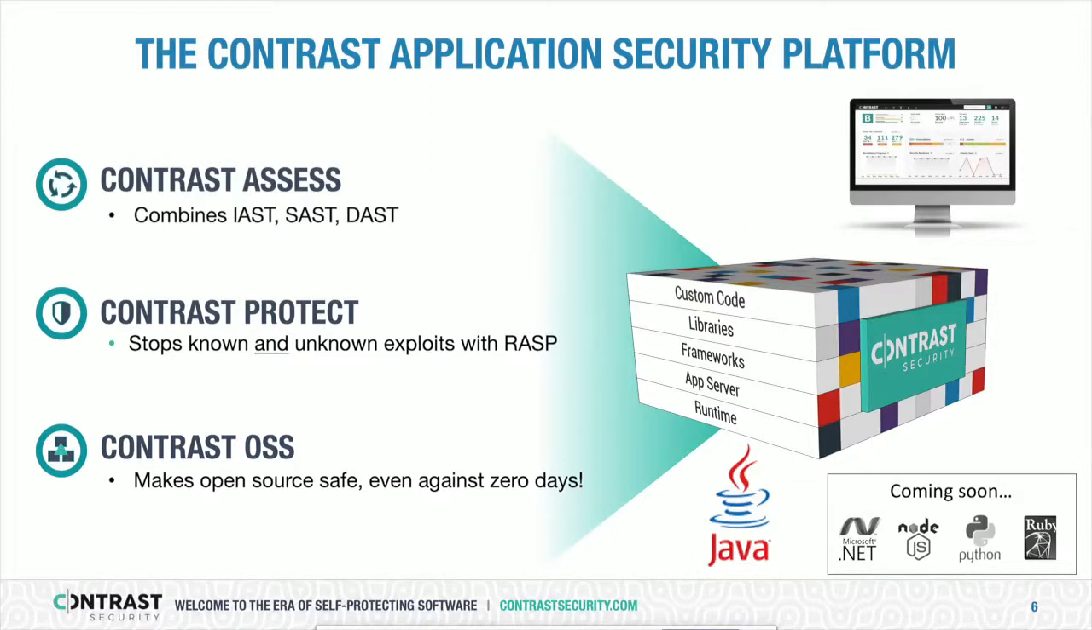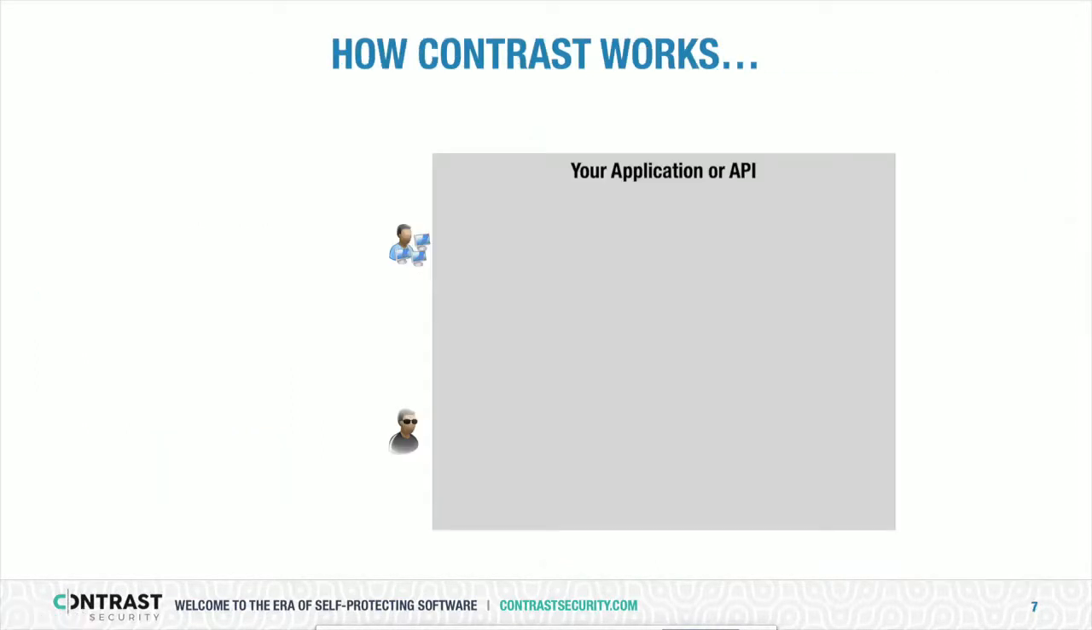So that's very powerful. And then the last piece is the open source piece. Contrast also analyzes all of your open source. It tells you exactly where you have vulnerabilities. And it also makes those libraries safe so you can continue to operate even with libraries that have known vulnerabilities. Then you don't have to have a fire drill to replace them. So that's the overview of the platform. We'll take a look at exactly how it works in just a second.